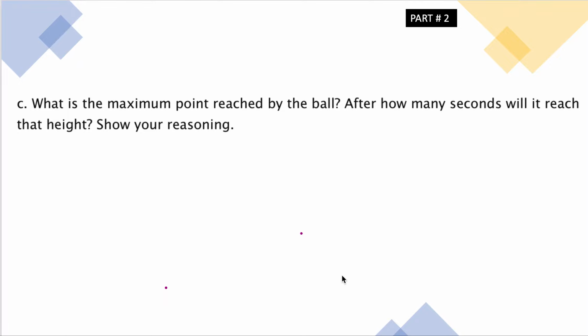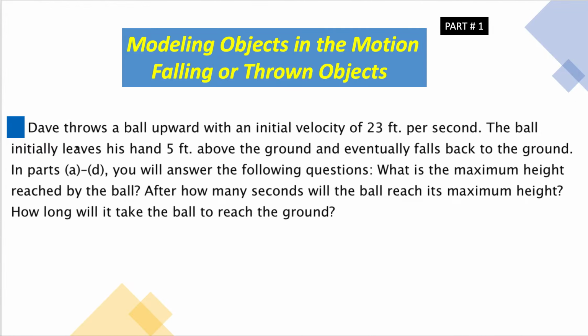What is the maximum point reached by the ball? After how many seconds will it reach the height? Show your reasoning. So we already know from part 1 that we needed to find those values. The initial velocity is 23 feet and the initial height is 5 feet.